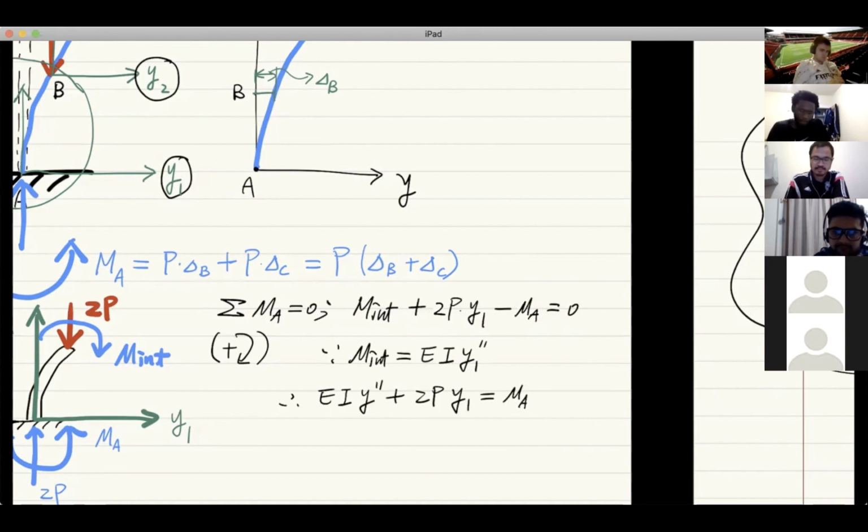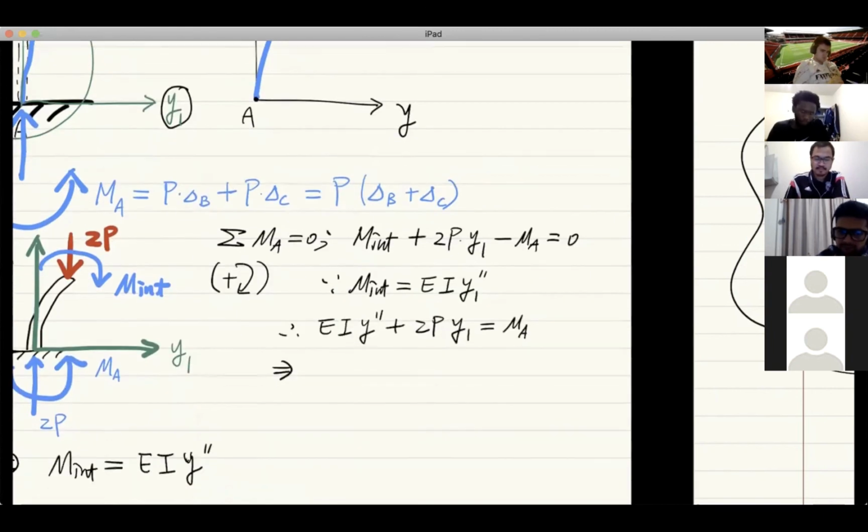And of course, we always have to remove the effect of EI on y double prime. That's why I always write it this way: y double prime plus 2P over EI times y1 equals M_A over EI.